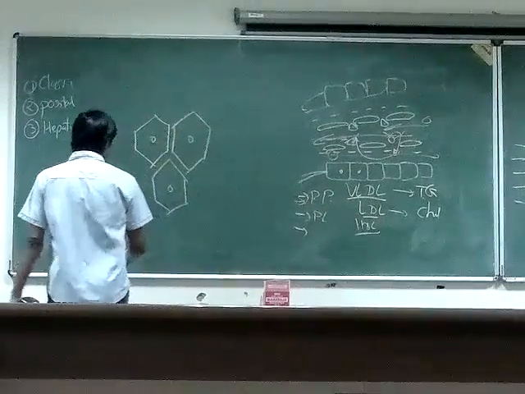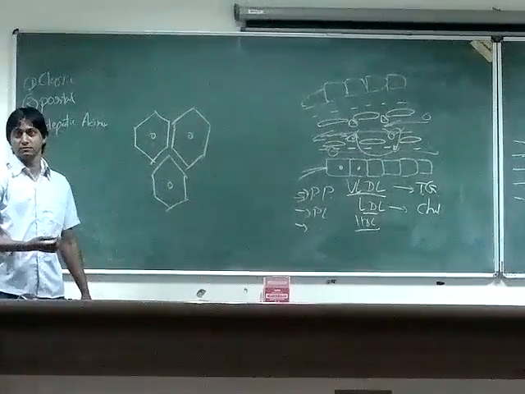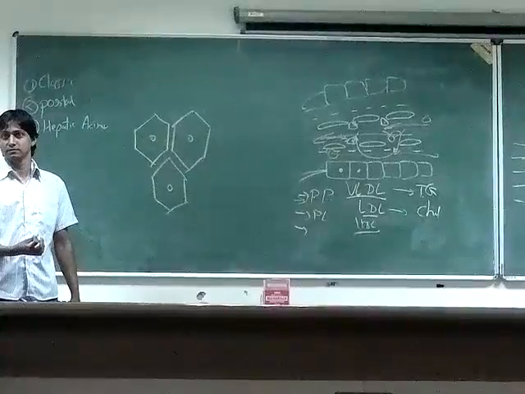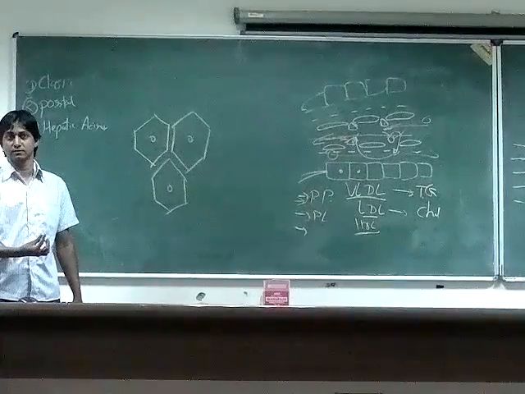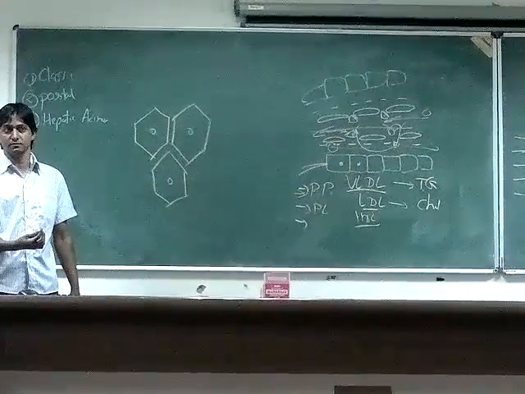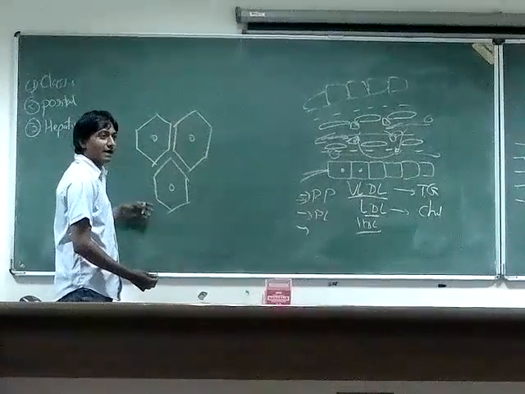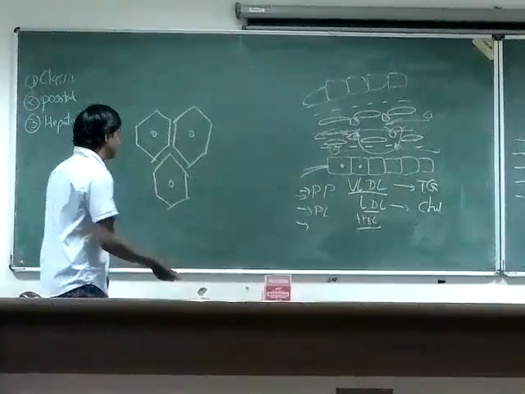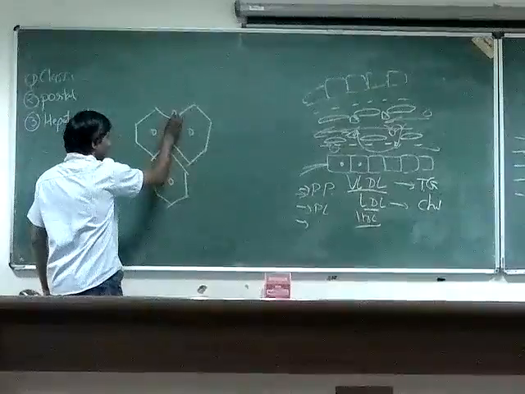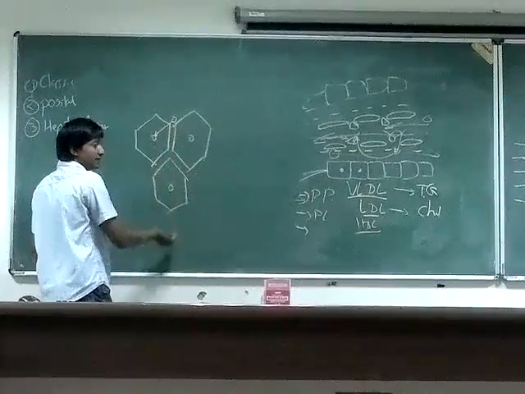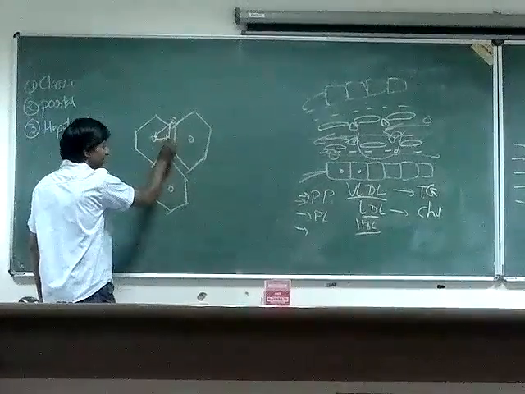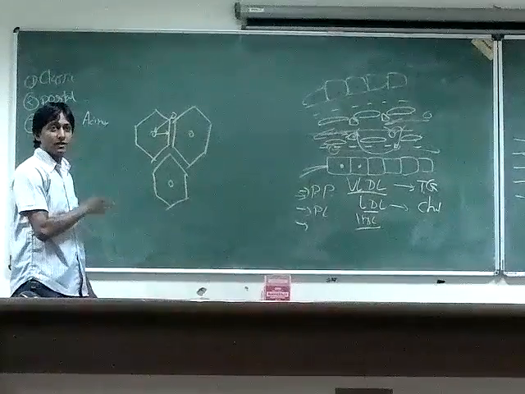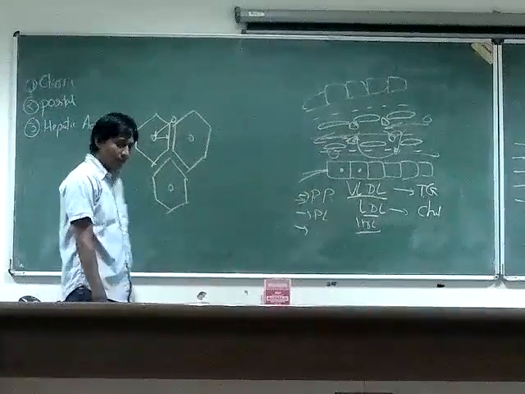This is your equator side. This is your classic lobule. In the classic lobule, what happens? Blood comes centripetal and bile goes centrifugal, from the center to the periphery.